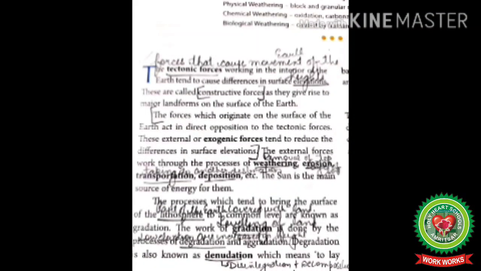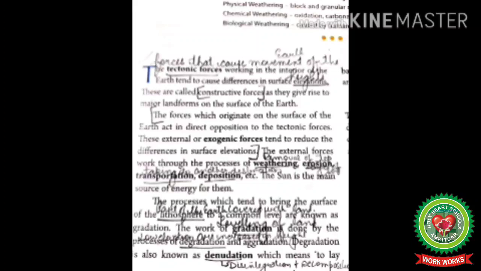Here, the sun is the main source of energy for them. Next we have the processes which tend to bring the surface of the lithosphere, meaning the part of the earth covered with land, to a common level, known as gradation. Gradation means leveling of land.